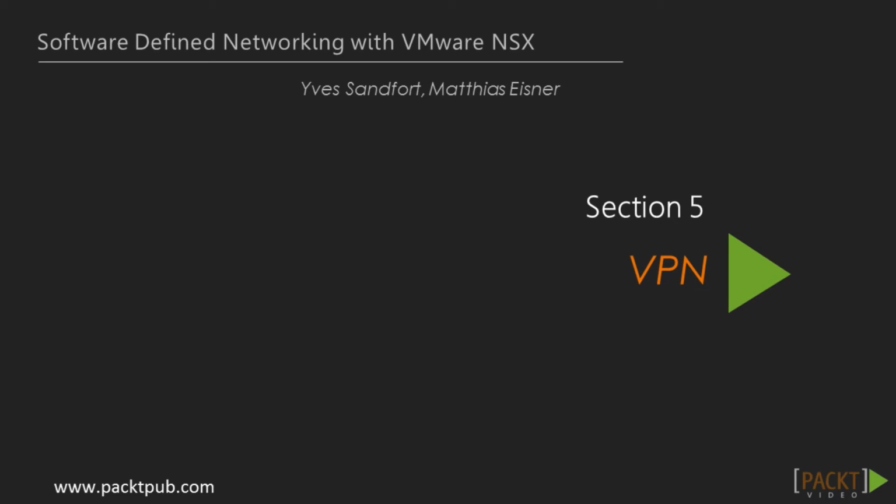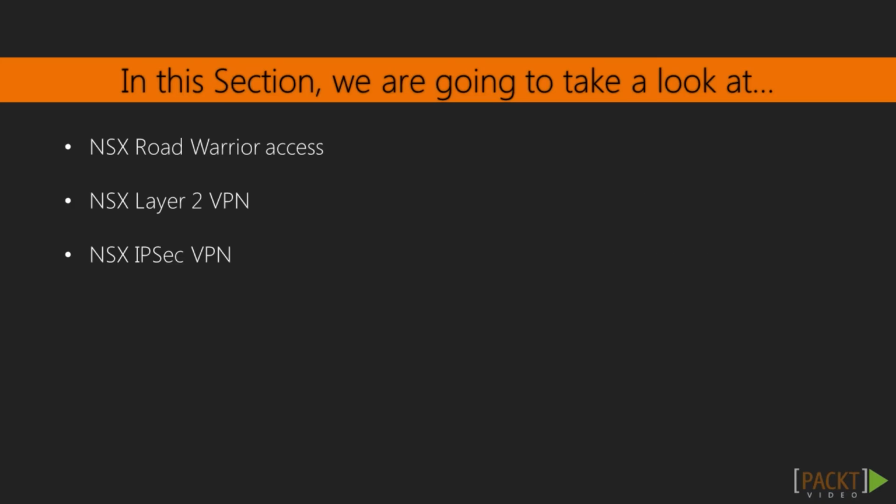In this section, we are going to talk about virtual private networks, or short VPN. VPNs are commonly used to connect to private networks over an unencrypted, for example, internet network connection. However, they can also be used to connect a private cloud with a public cloud or similar scenarios. In this section, we are going to take a look at the NSX Road Warrior Access, Layer 2 VPN, and IPsec VPN.